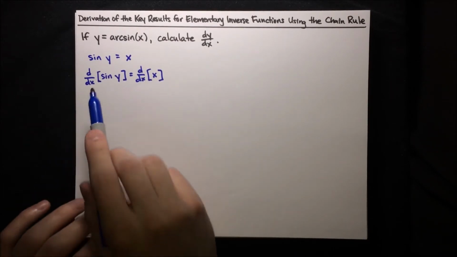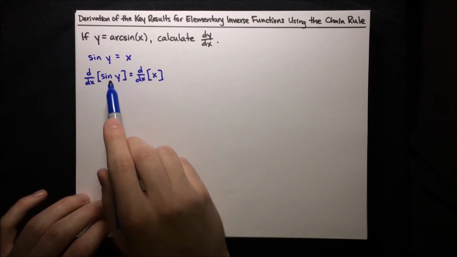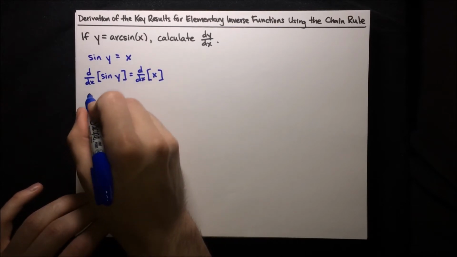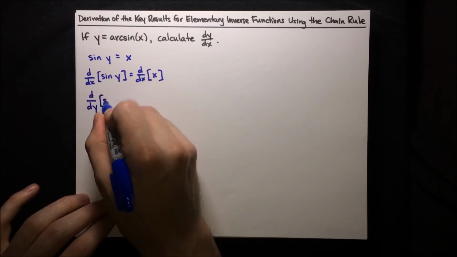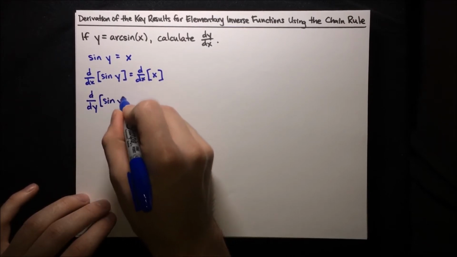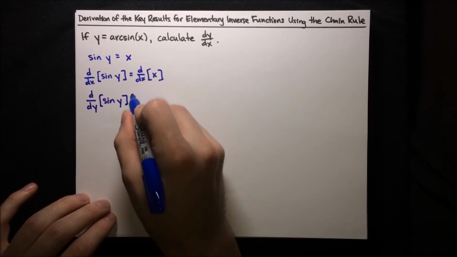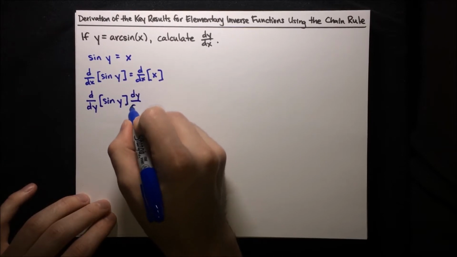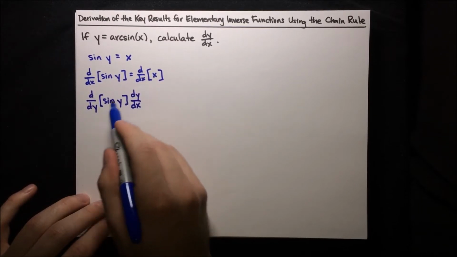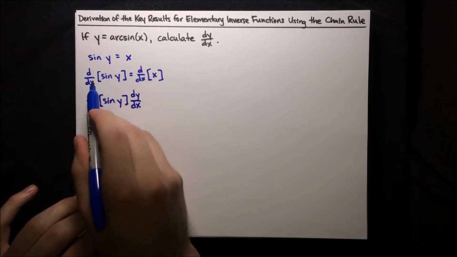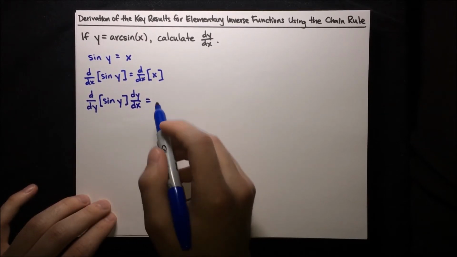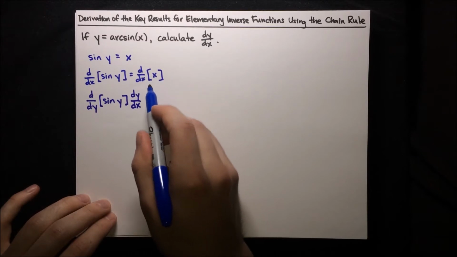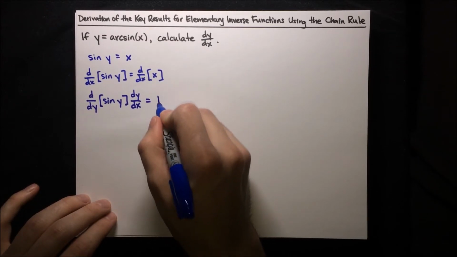Alright, so here's where the chain rule comes in. Want to differentiate sine y with respect to x? Well, why don't we differentiate with respect to y first? d/dy of sine y. And the chain rule says that's all good as long as we multiply by dy/dx afterwards, so the dy's cancel, and we'll just have our d/dx as we originally did. Okay, so that's what the left-hand side will turn into. And the right-hand side is easier. We can just evaluate that: the derivative of x is just 1.